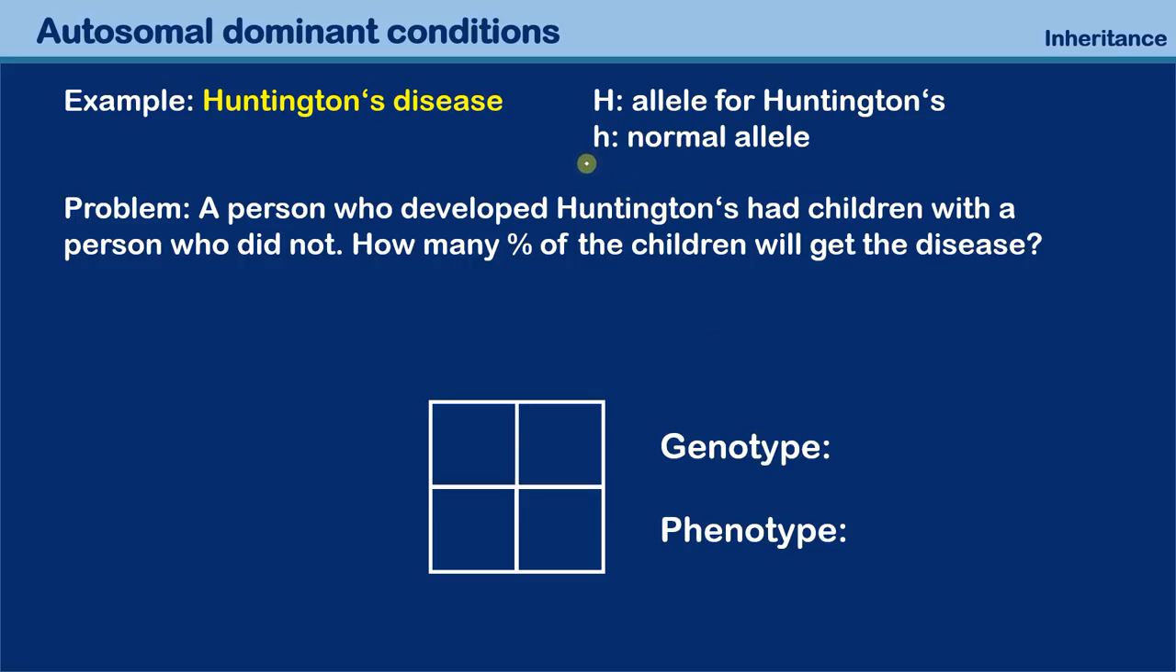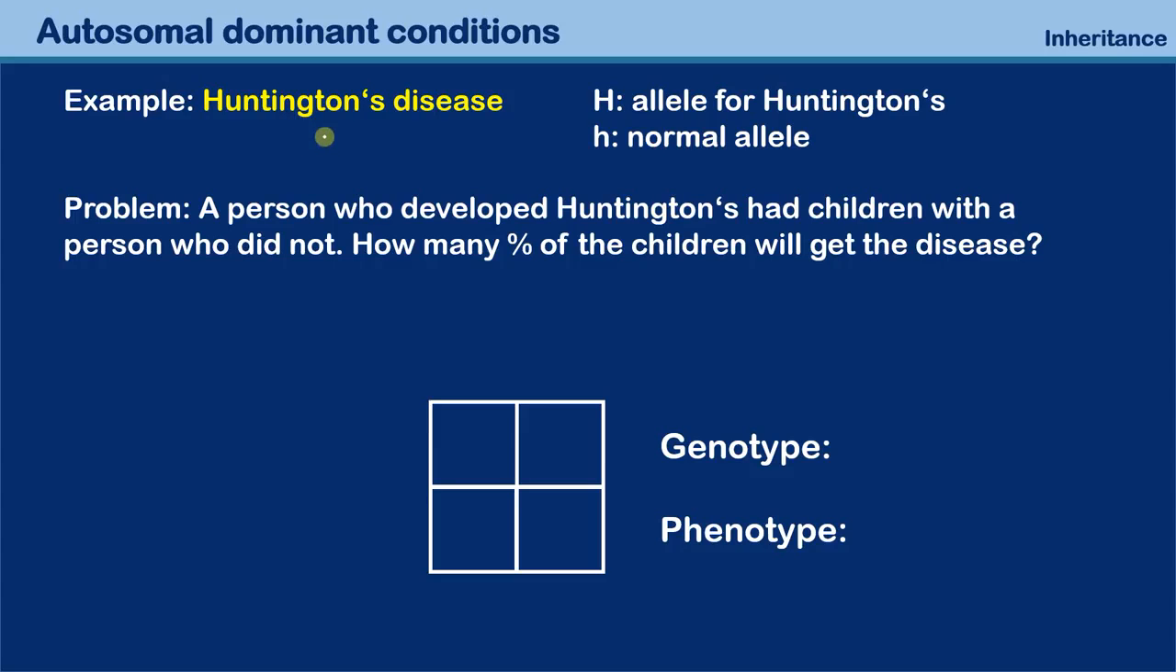Let us now have a look at autosomal dominant conditions. In this case, Huntington's disease, Huntington's disorder. This is a degenerative disease which, if you have carried the allele, then you will develop this later in your life. It is a form of dementia.